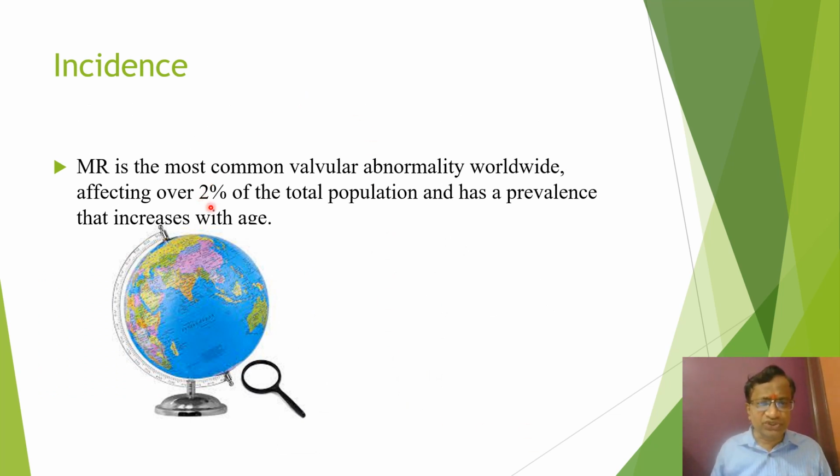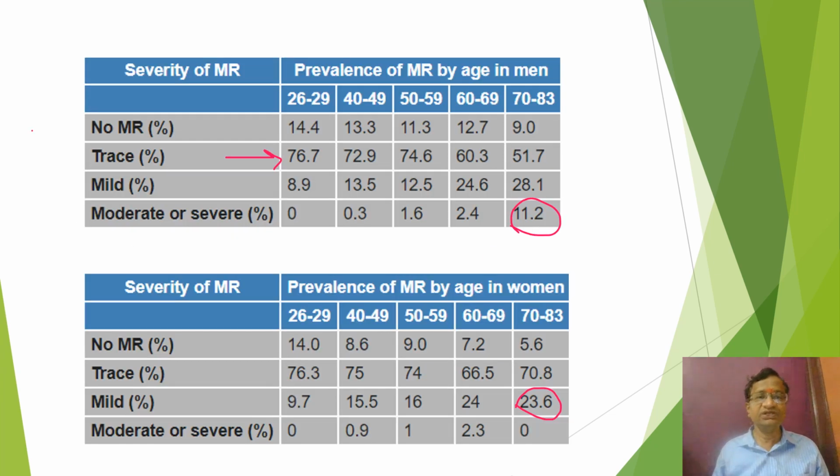MR is the most common valvular abnormality, and its prevalence increases with age. Now you see traces of MR. Mild MR is 8.9%, which becomes 28.1%. Moderate MR is 0%, becoming 11%, in men and women. So there is a significant increase with age in the incidence or prevalence of MR.